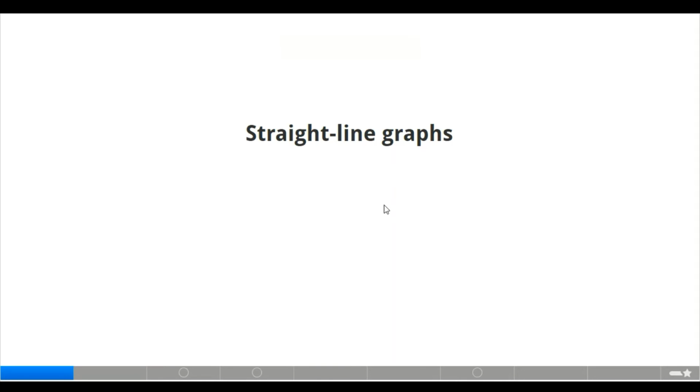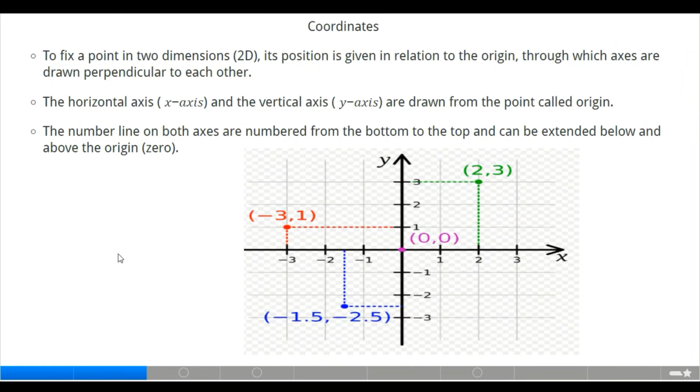Under our mathematics class, we have another topic that we're going to be looking at, which is straight line graphs. And we have our interactive content here that will serve as a guide for this class. Okay, now under that we have coordinates.